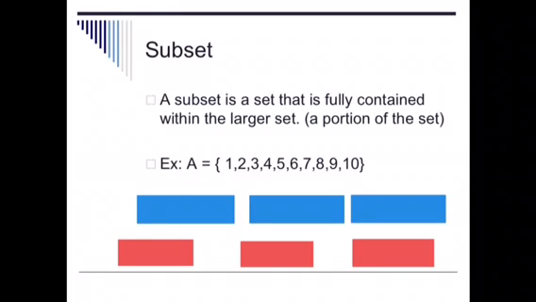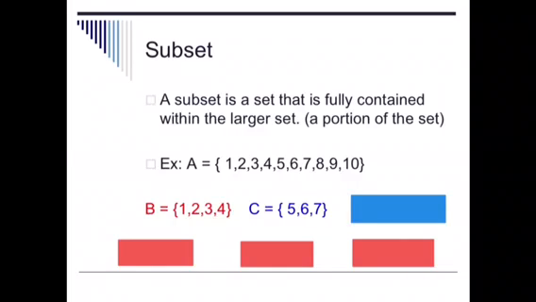Alright, we talked a little bit about subsets before, now we're going to define them. A subset is a set that is fully contained within a larger set, which means it's a smaller portion of that set. Looking at our set A, we could group any amount of elements we'd like together. I've done a few for you, just to give you some examples. So set B would be the elements 1, 2, 3, and 4. Set C could be the elements 5, 6, 7. And then set D would be 8, 9, and 10.